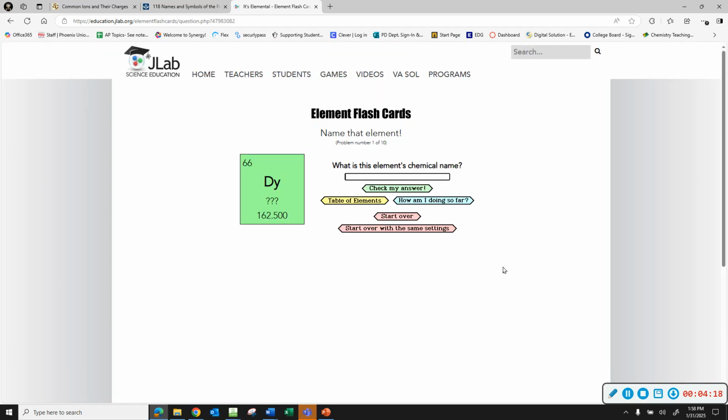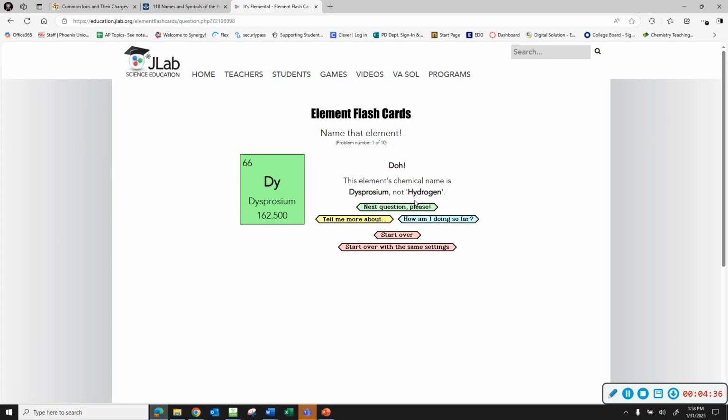So this particular game is asking you to type stuff in. It's going to flip back and forth between the element name and the element symbol. So I'm just going to type something to show you what happens. Let's say you think this is hydrogen. Check my answer. Nope, it's not. It's dysprosium. Sorry.